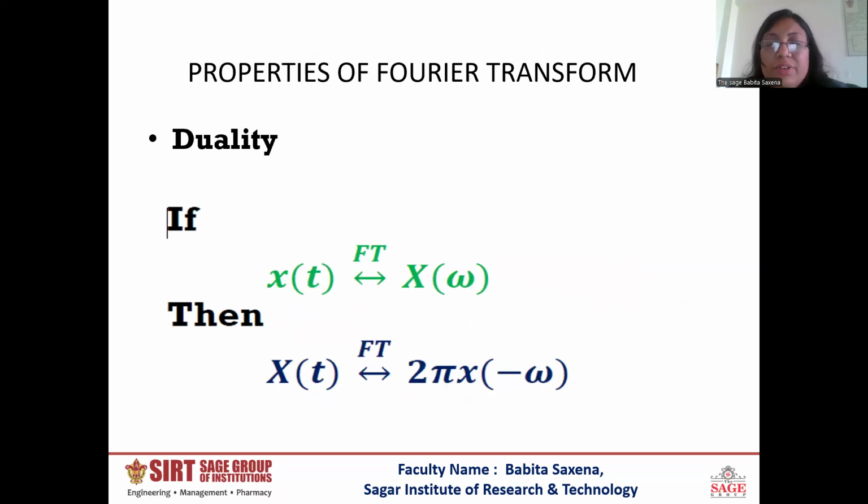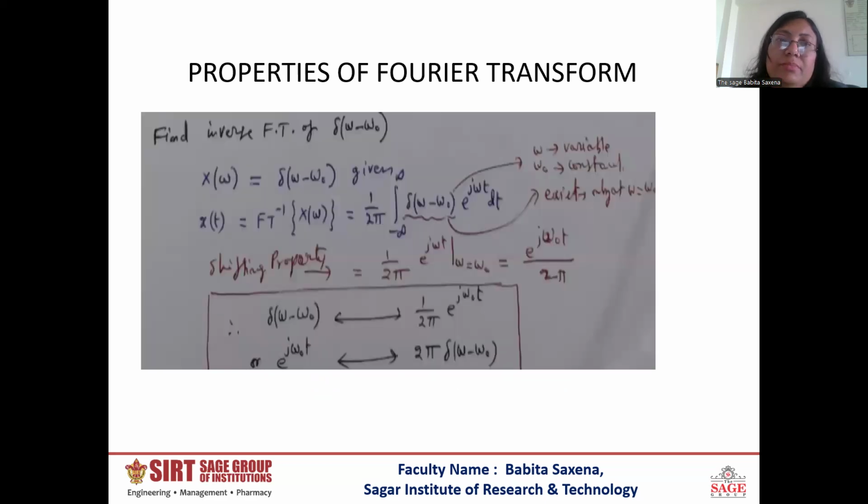Duality theorem is very important. If x(t) has Fourier transform X(omega), then if we change the variable, X(t), in place of omega we write t. So in place of t we will write minus omega, and 2 pi multiplies x of minus omega. Just we replace the variable, we interchange the variable.